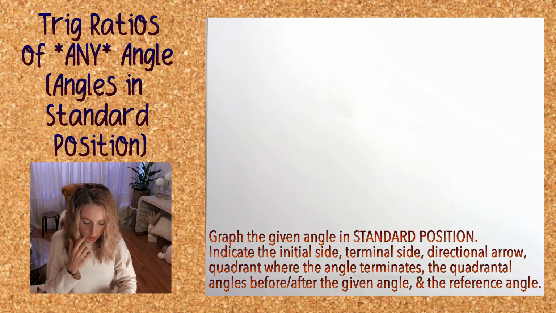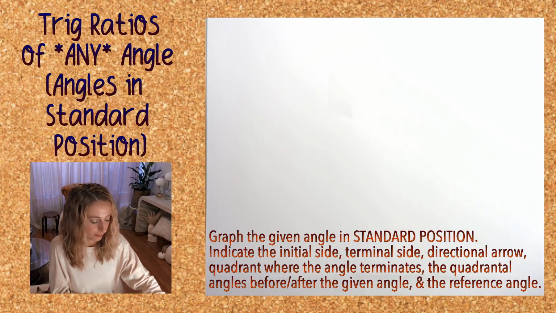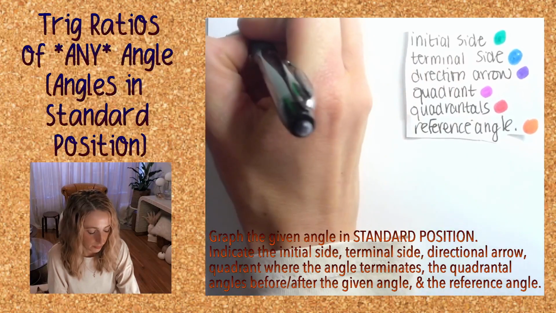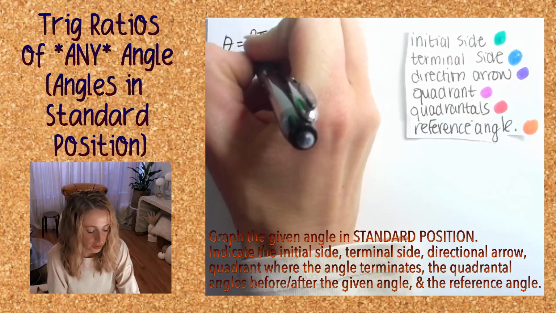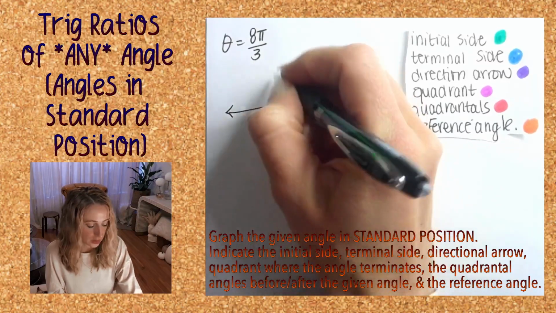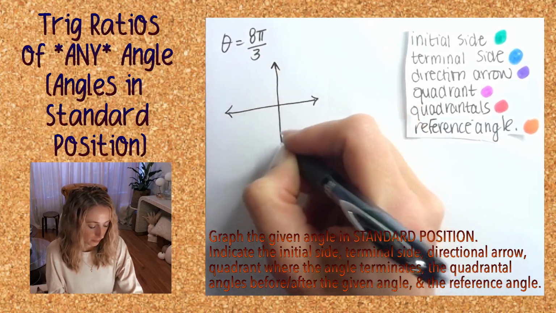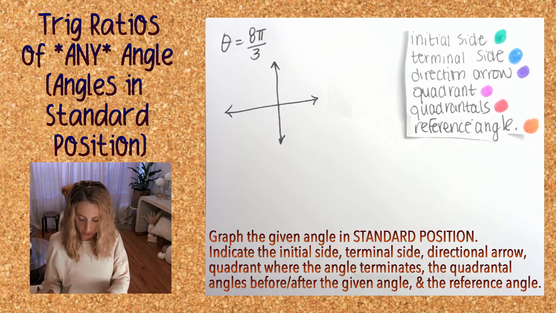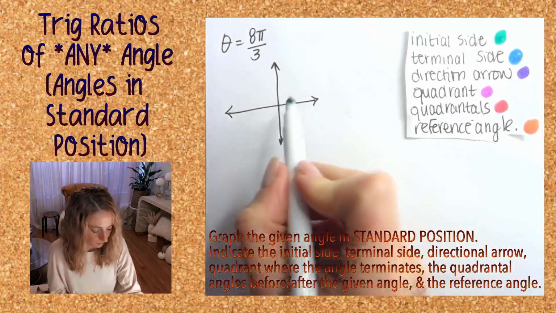Next, let's do 8 pi over 3. I'm going to move a little quicker. Theta equals 8 pi over 3. So I have this denominator of 3, so we want to speak with the denominator of 3. Okay, now your initial side, let's go.